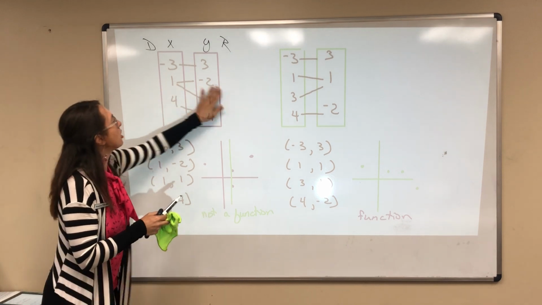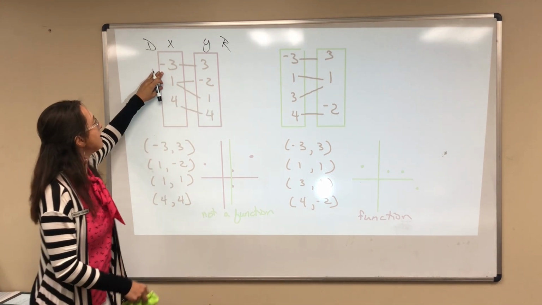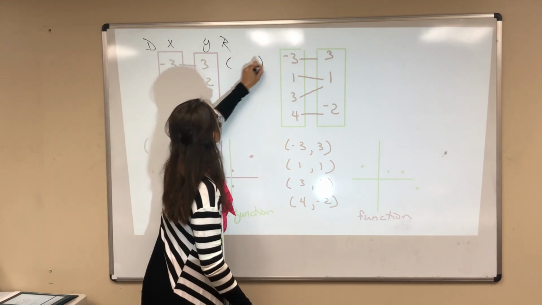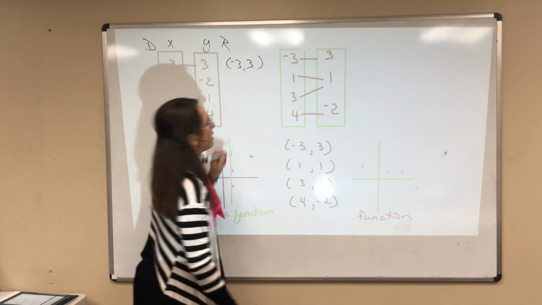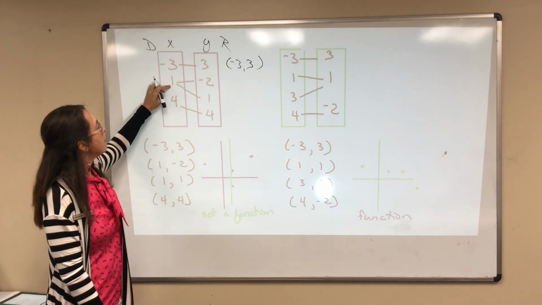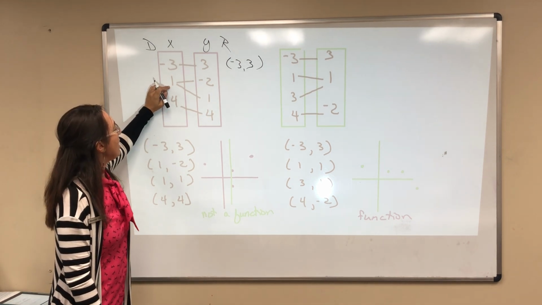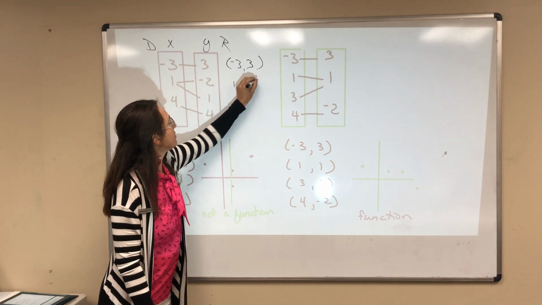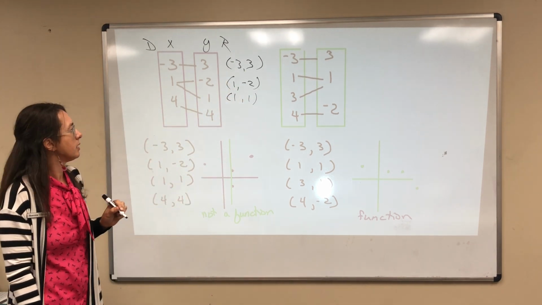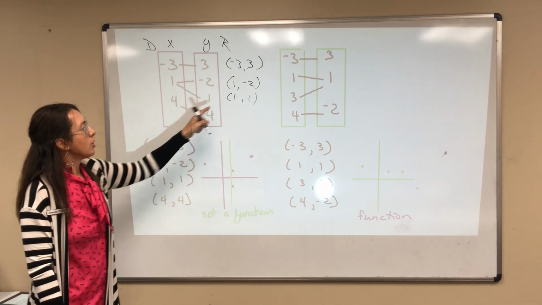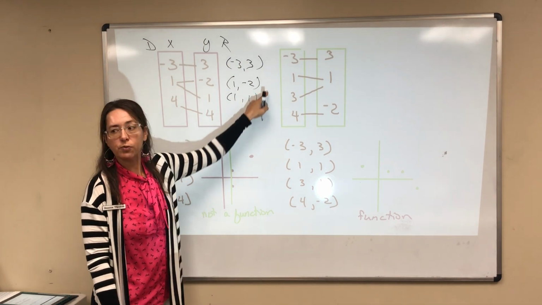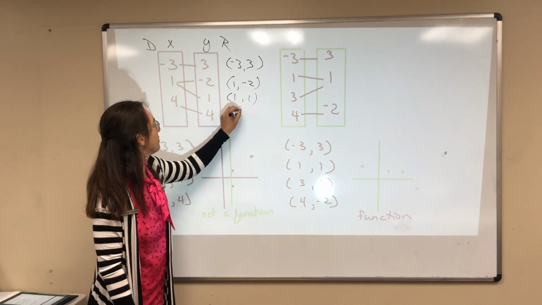Okay, so we've got our domain and our range. We've got this one: -3, 3. I would rewrite this as a coordinate (-3, 3) if I was writing in coordinate form. I have this one: when x is 1, I get an output of -2, and when x is 1, I also get an output of 1. So that can't be right, correct? I have the same x value with 2 different y values, and then I have 4 and 4.